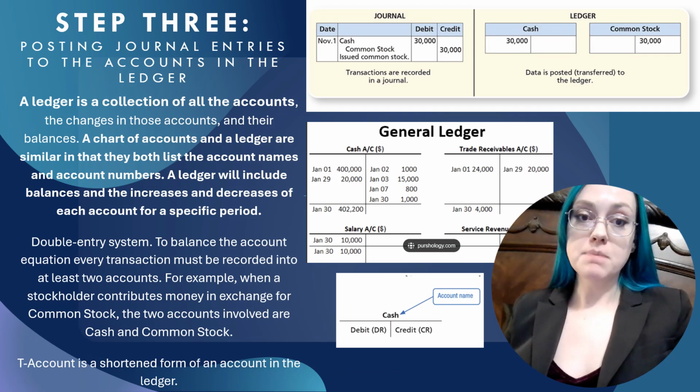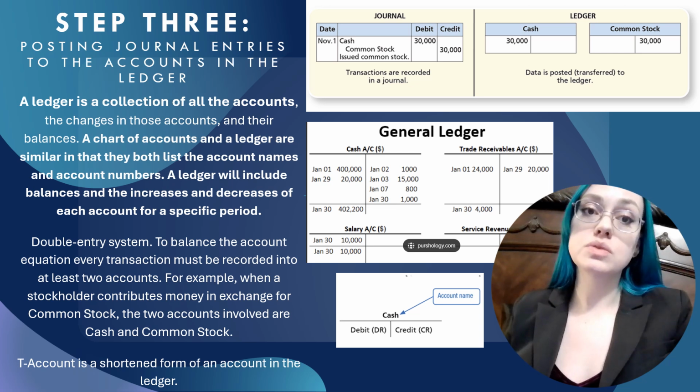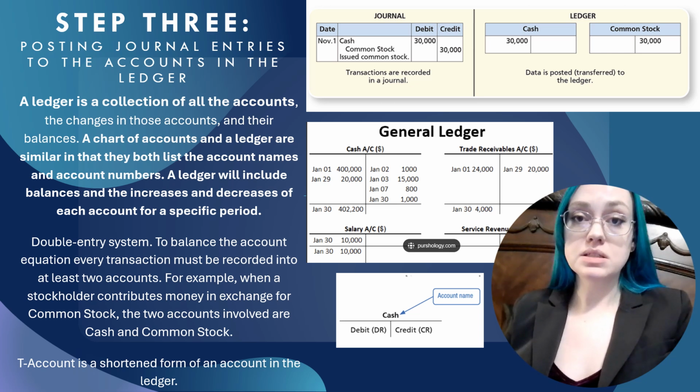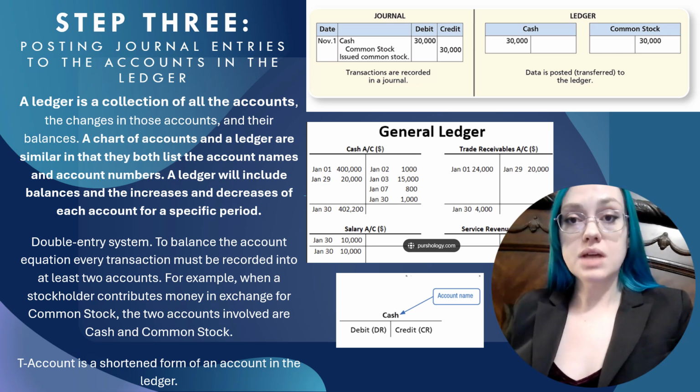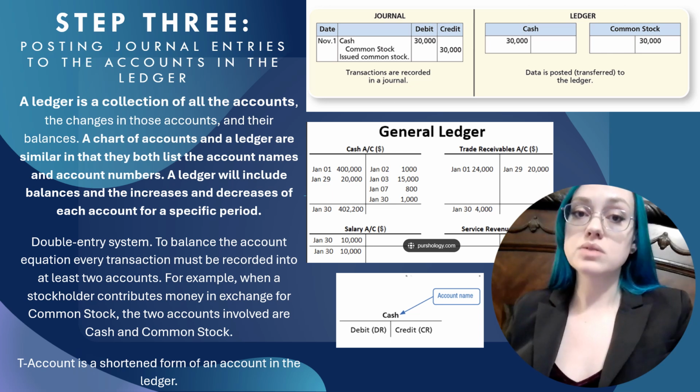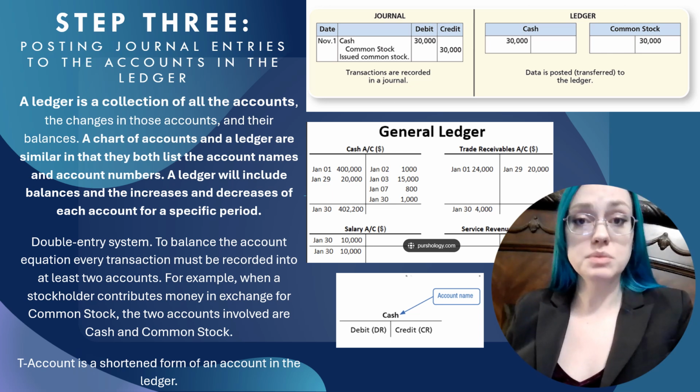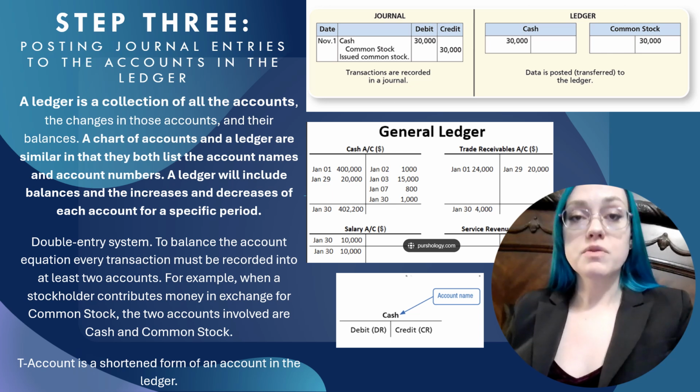Step 3, posting journal entries to the accounts and the ledger. In addition to a chart of accounts, companies need a way to show all of the increases and decreases in each account along with their balances. So companies use a ledger, which is a collection of all of the accounts, the changes in those accounts, and their balances. A chart of accounts and a ledger are similar in that they both list the account names and account numbers of the business. A ledger, though, provides more details.